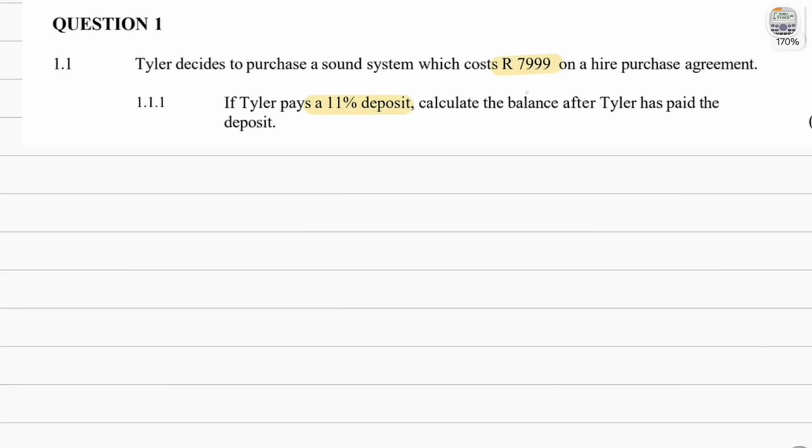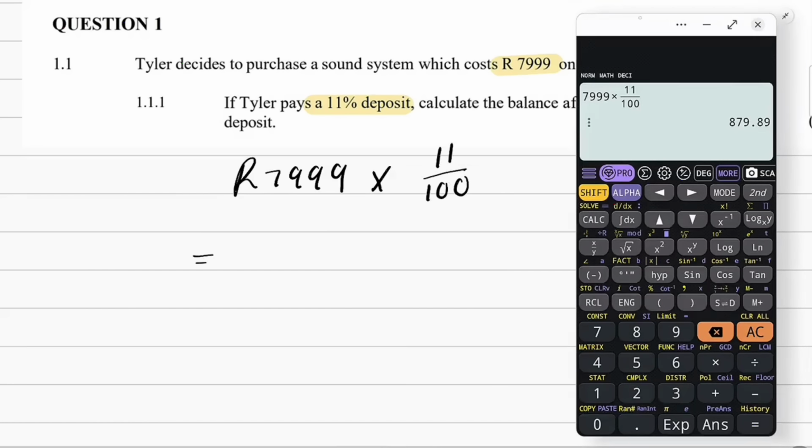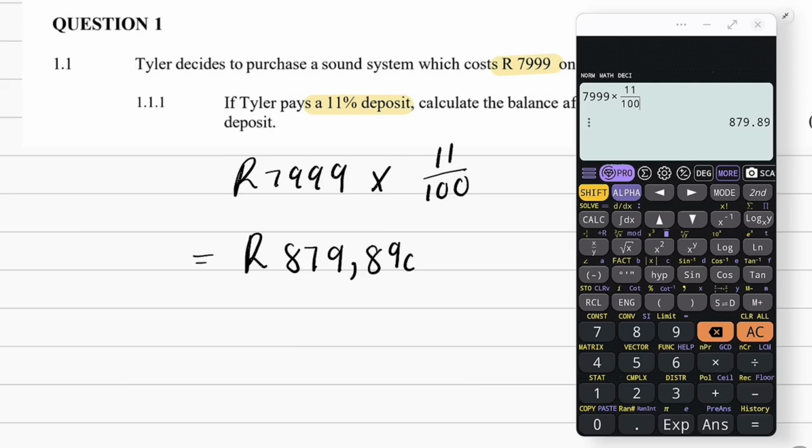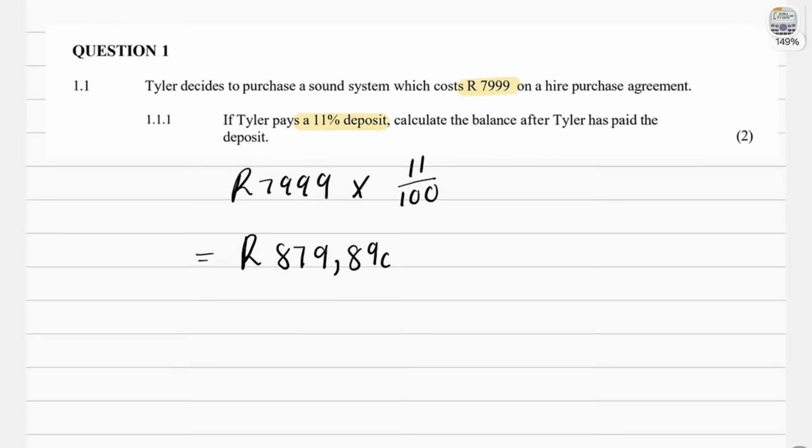Okay, so the sound system costs 7,999, right? And he's going to pay 11% upfront. So let's find out what 11% of this money is. So multiply by 11 over 100, and let's find that first. And so you can see that what he's going to deposit is 879 Rand and 89 cents. Okay, so this is what he pays upfront.